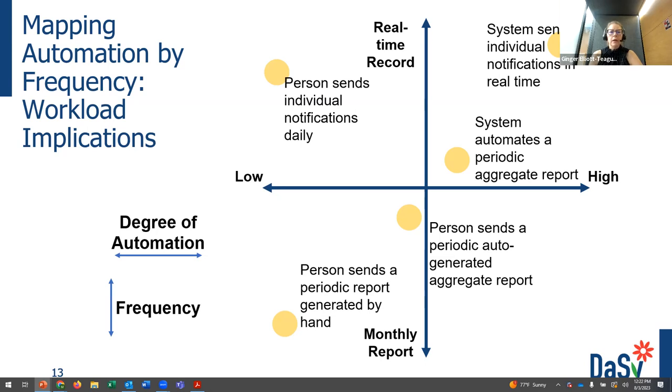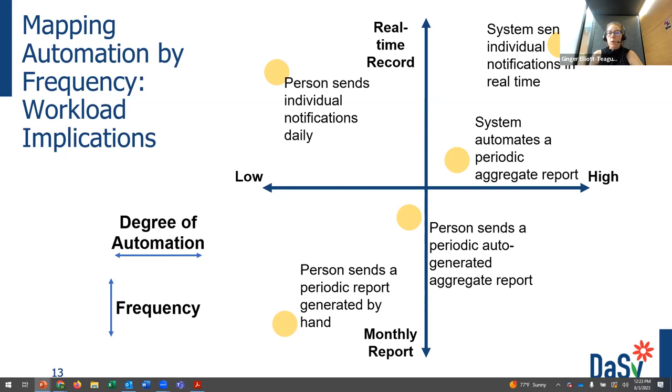At the top right of the chart is sort of an opposite approach, full automation in real time, creating and updating records in both programs without a lot of manual labor. So the system sends individual notifications in real time. So on a specified date, when a child reaches a specific age, for example, the system sends the notification to the Part B program at the SEA and the LEA level. We don't actually know of any state that's doing this, but it is a potential example of a very highly automated, highly frequent process. None of these is right or wrong.